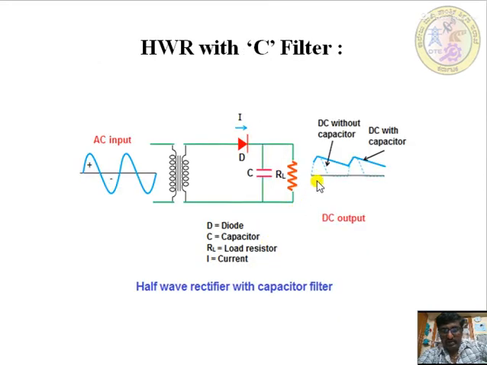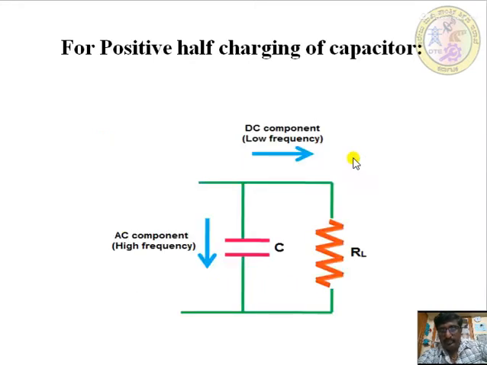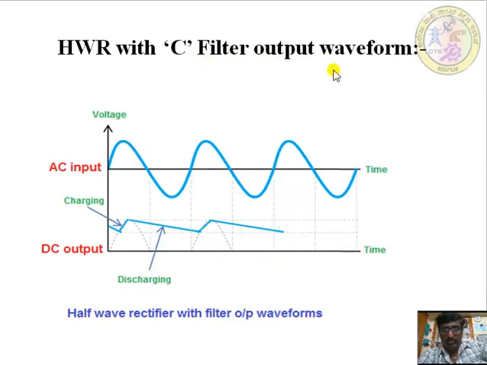During the positive half cycle the capacitor is charged. During the negative half cycle it is at the discharging point, and once again during the positive half cycle it is charged. So with the positive half cycle, this one is the exact output waveform. This one is a half wave rectifier, and the input is the sine wave.